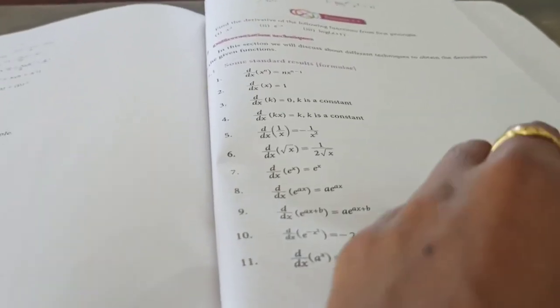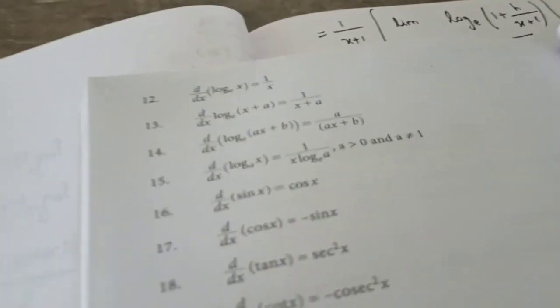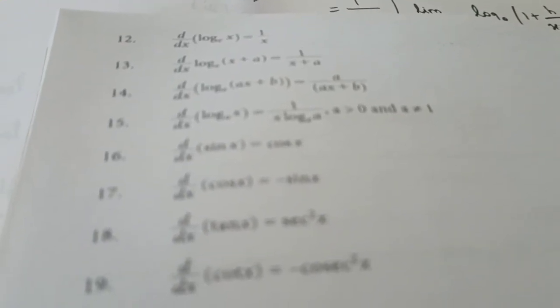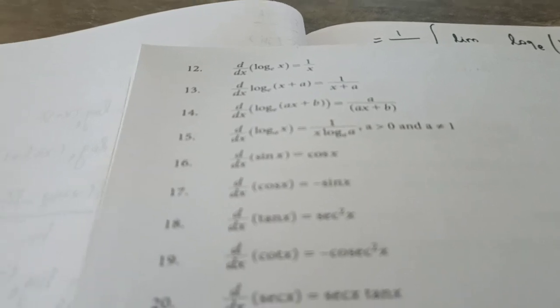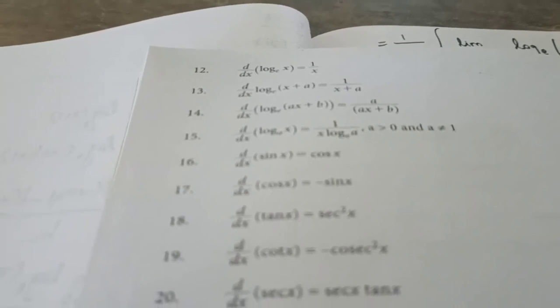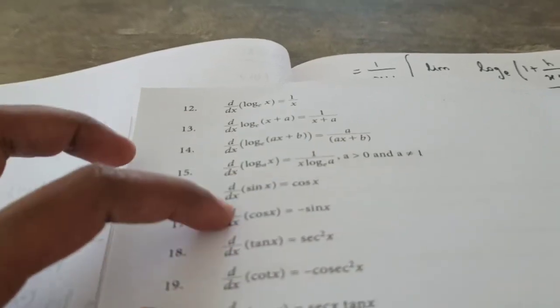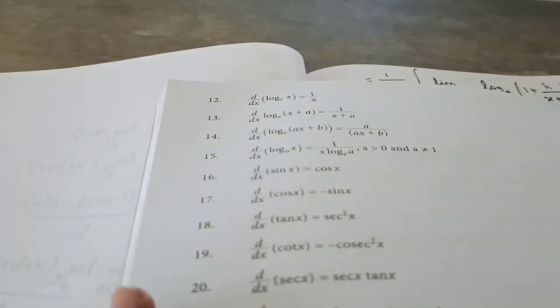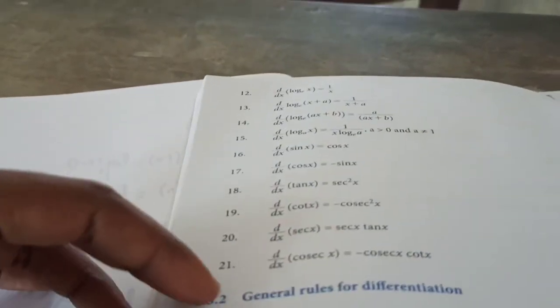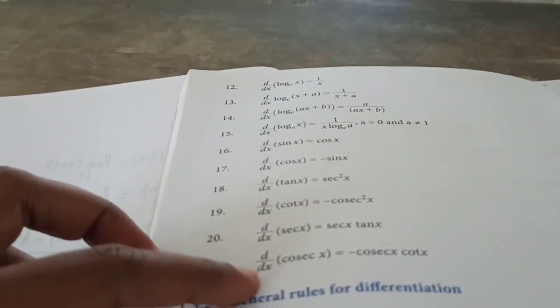The next one, a power x means a power x log a. Next one is d by dx of log e x equal to 1 by x. Then log of x plus a means 1 by x plus a. The next one, log e of ax plus b equal to a by ax plus b. Then log base a of x is equal to 1 by x into log a. Sin x means cos x, cos x means minus sin x, tan x means secant square x, cot x means minus cosecant square x, secant x means secant x into tan x, cosecant x means minus cosecant x into cot x.